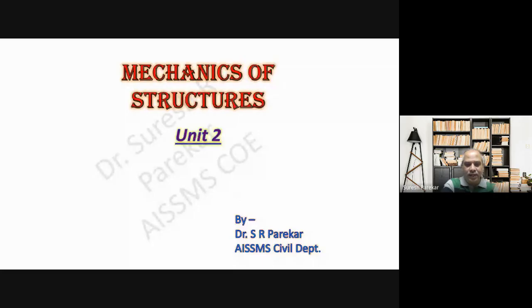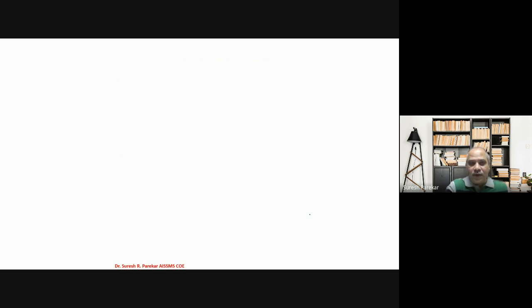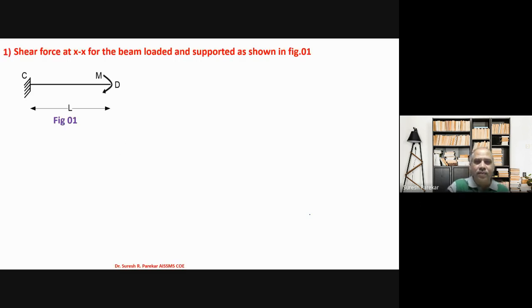Good afternoon. Today we are going to see again some questions. Now these are numericals, I can say, and that is on Unit 2, shear force and bending moment diagrams. Now in this we have first the shear force at x-axis of the beam loaded and supported as shown in figure. So now we can come from left or we can come from right.